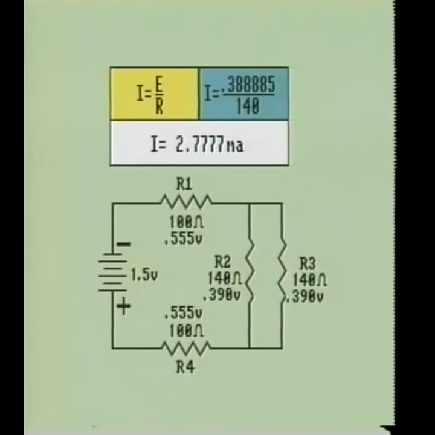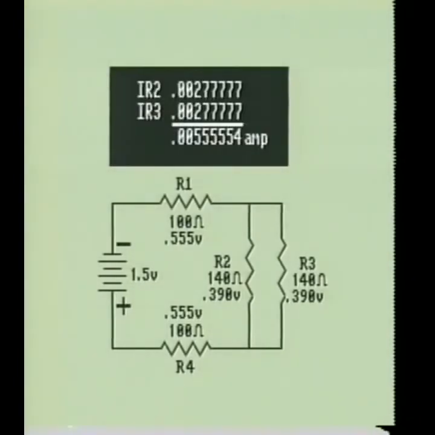When we divide the voltage drop across R2 by the resistance of R2, it shows that R2 has 2.7777 milliamps of current flowing through it. When we divide the voltage drop across R3 by the resistance of R3, it shows that R3 has 2.7777 milliamps flowing through it. This is because R2 and R3 are the same value. When we add the current flow through R2 with that of R3, it shows that it is the same amount of current which is flowing through the rest of the circuit.